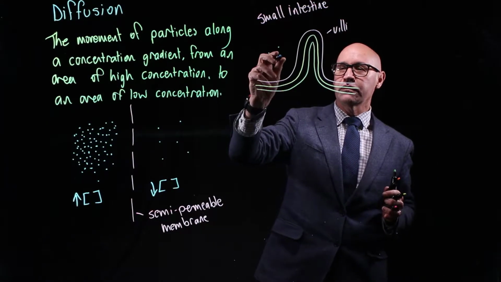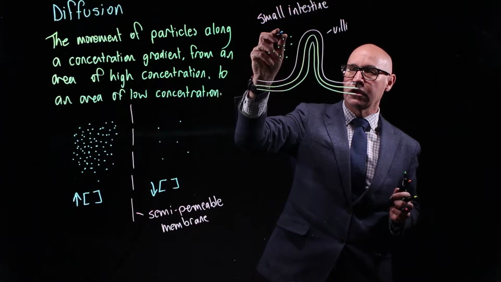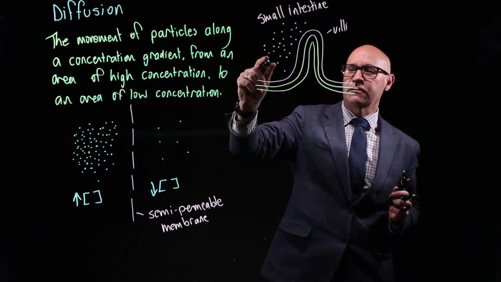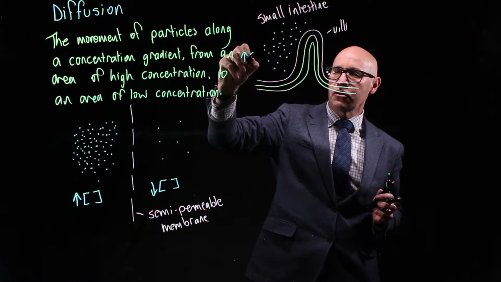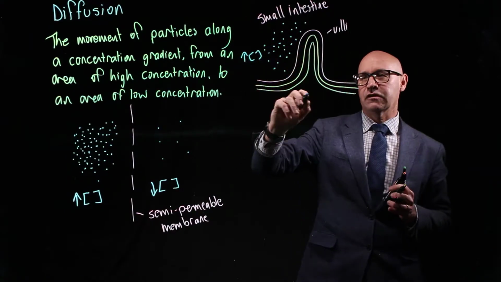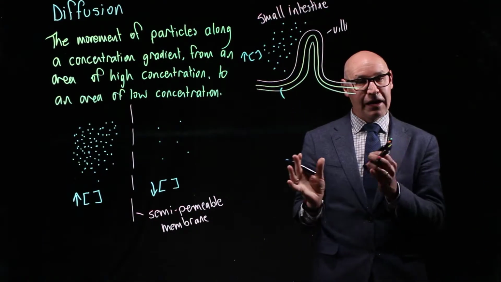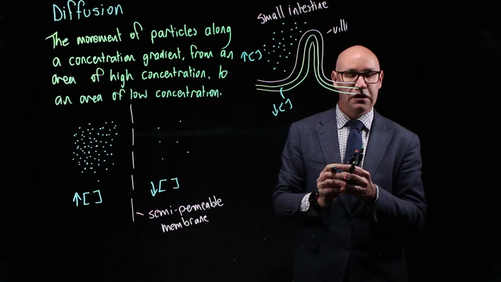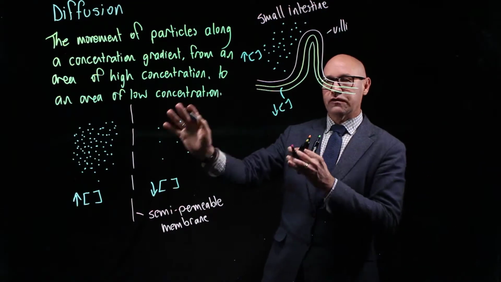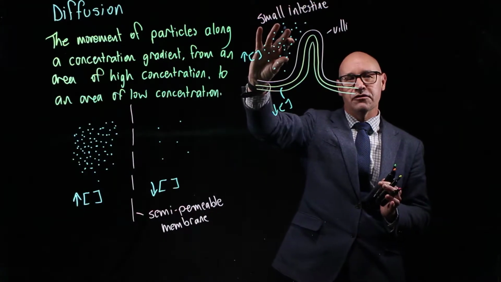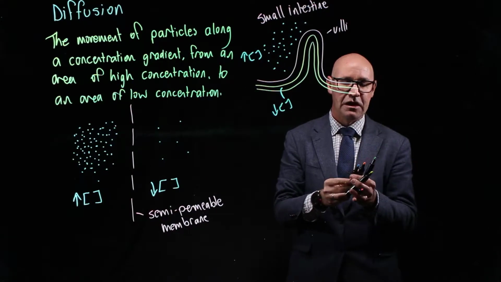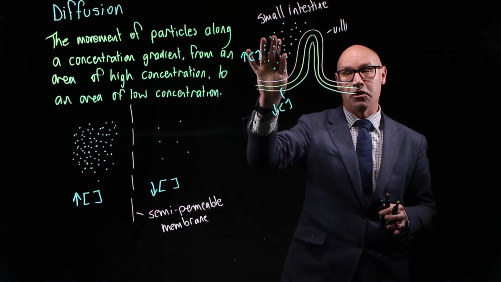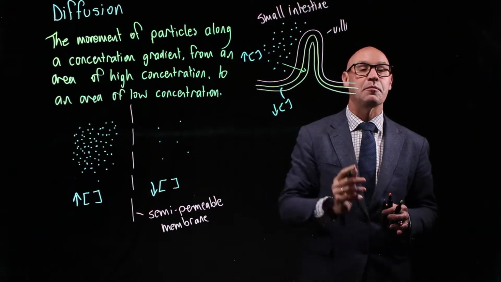We've got a high concentration of glucose molecules in the small intestine. So high concentration in the small intestine, and in the blood there's a low concentration of glucose. So we have a concentration gradient, high in the small intestine, low in the blood. So there's going to be a net movement of glucose particles, molecules, into the blood.